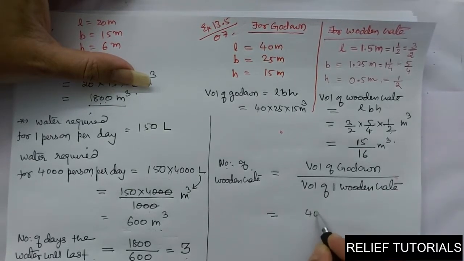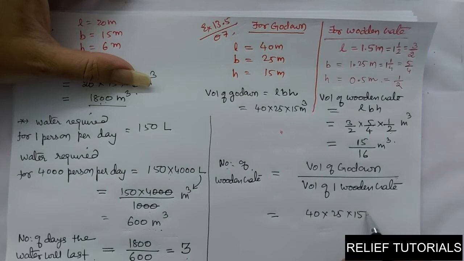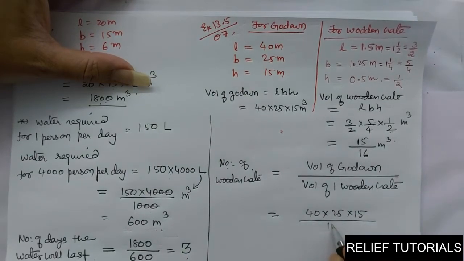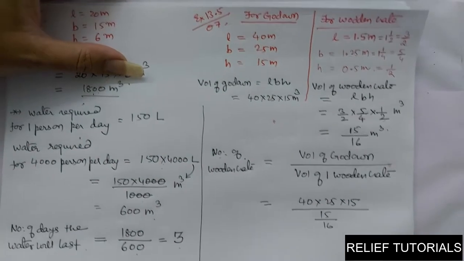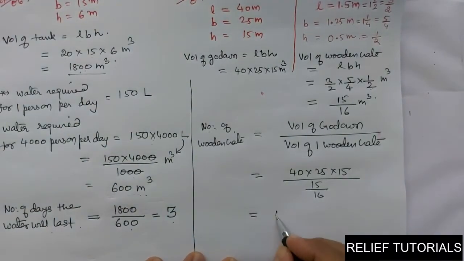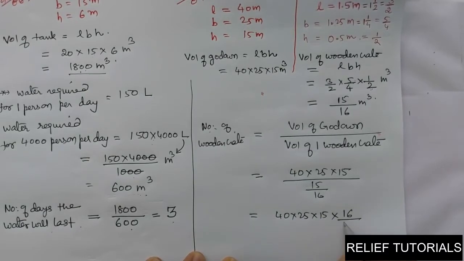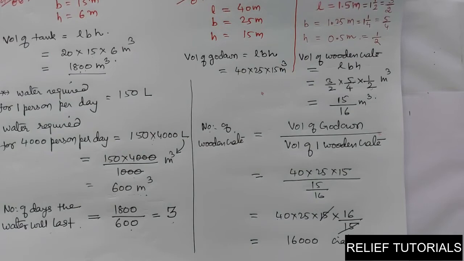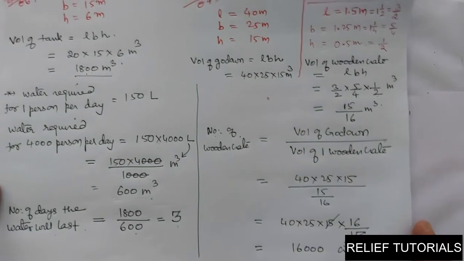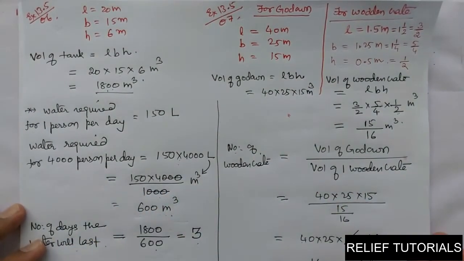So the volume of godown is 40 into 25 into 15, upon 15 by 16. So 40 into 25 into 15 into 16 upon 15. So this 15 cancels, 25 into 4 is 100, so this is 1000, 1000 into 16. So 16,000 crates can be stored in that godown. Have you got it, friends? Very simple. Both problems are related problems.